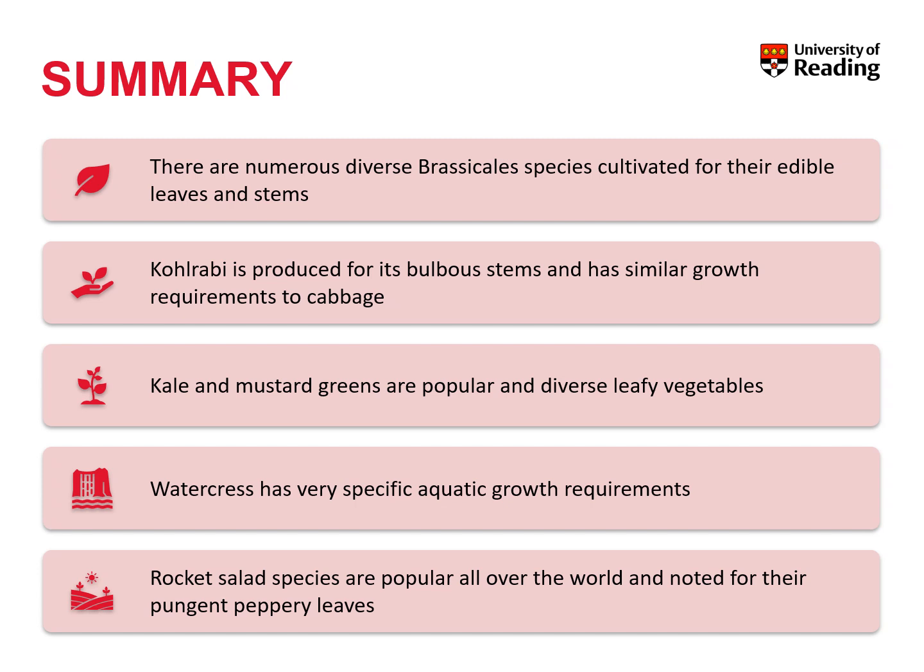So in summary, there are numerous diverse Brassicale species cultivated for their edible leaves and stems. Kohlrabi is an example of a stem type which forms bulbous tissues, similar in growth requirements to cabbages. Kale and mustard greens are popular and diverse leafy vegetables which are widely cultivated. Watercress has very specific aquatic growth requirements and can only really be grown in a very few regions around the world. Rocket salad species are also very popular and cultivated in most continents around the world, and it's noted for its pungent and peppery leaves.